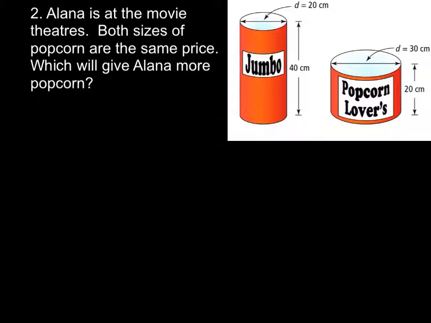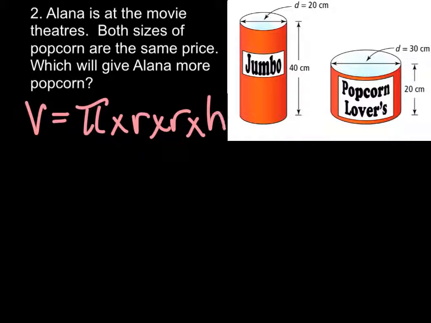Elena is at the movie theaters and she has 2 options for popcorn, and both sizes of the popcorn are the same price, but she wants to find out which size will give her more popcorn. So what we're going to do is find the volume of each size, the jumbo and the popcorn lover size, and see which volume has more. So let's go ahead and write our formula. So volume of a cylinder equals pi times the radius again times the height.